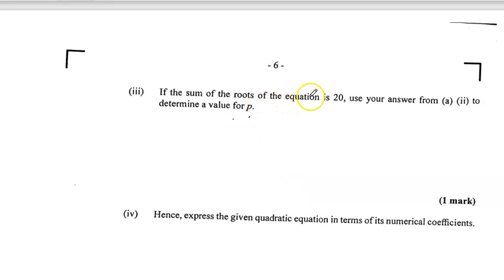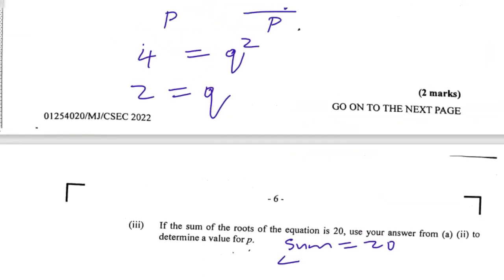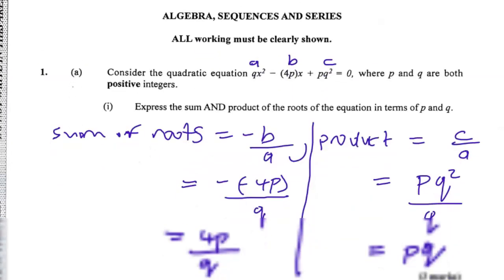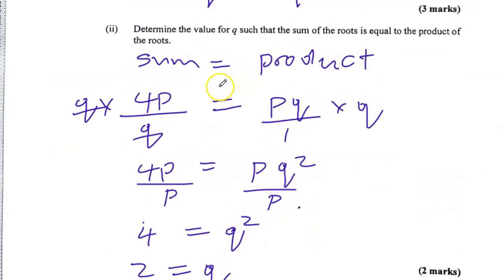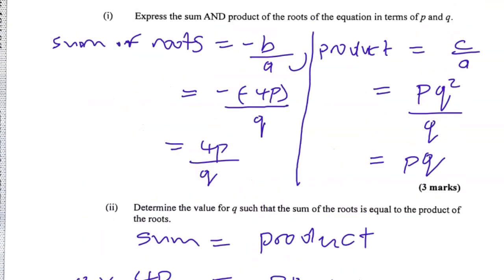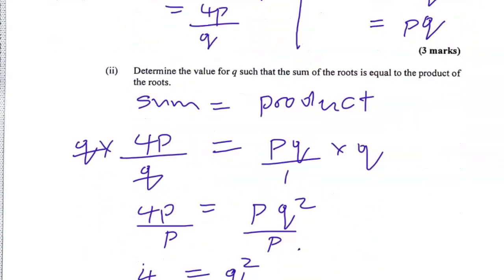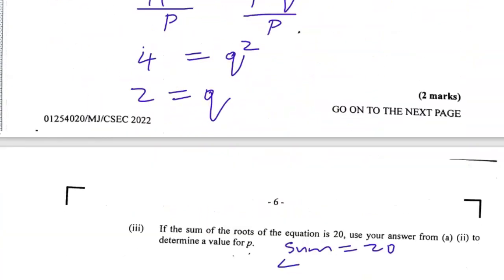If the sum of the roots of the equation is 20, use your answer from A2 to determine the value of p. So we are told that the sum is equal to 20. Recall that the sum was 4p over q. That's what we found the sum of the roots to be. So the question says the sum is equal to 20.